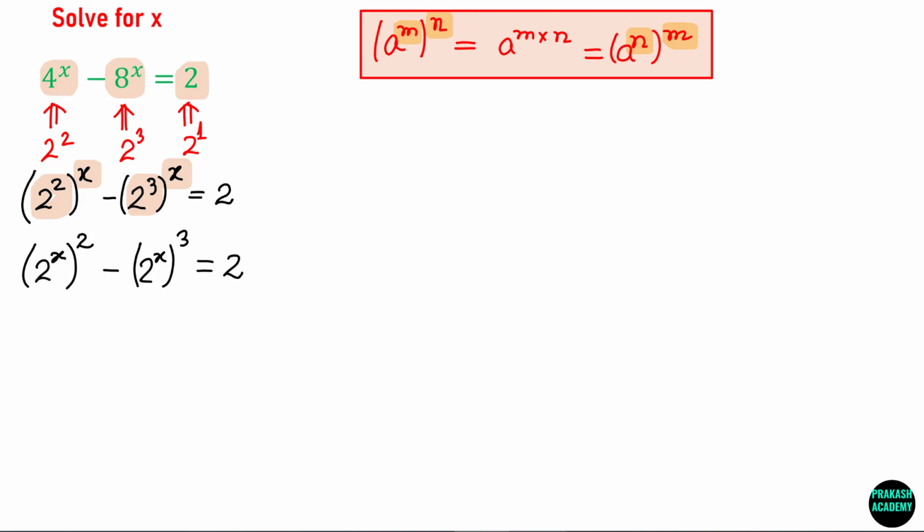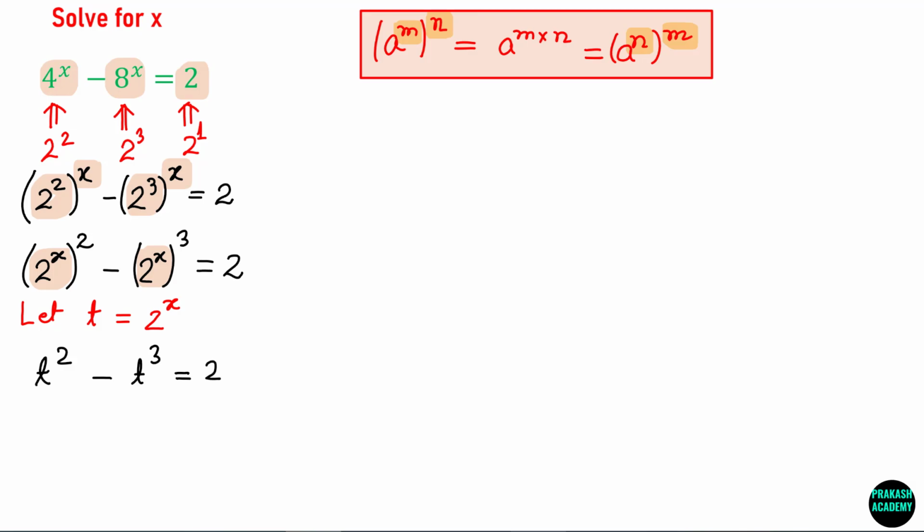This gives me a hint that I can substitute 2 raised to the power x. Here also I have 2 raised to the power x. So let us do a substitution. Let us say t is equal to 2 raised to the power x. With this substitution I can write the equation. So this becomes t squared, this becomes t cubed, and this is equal to 2.